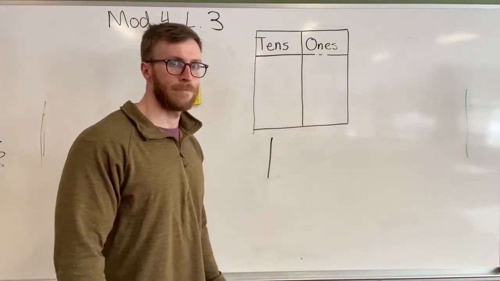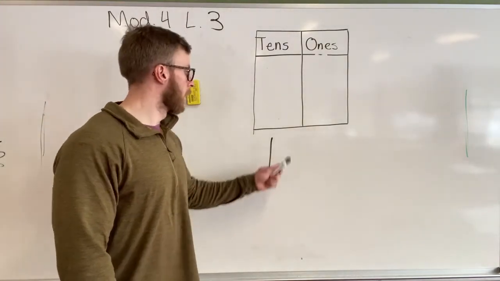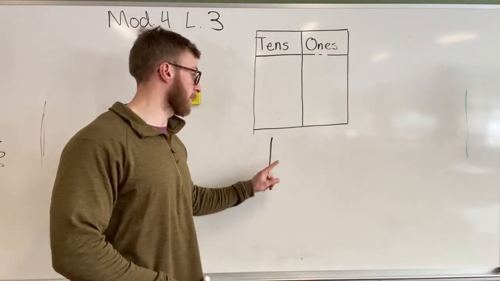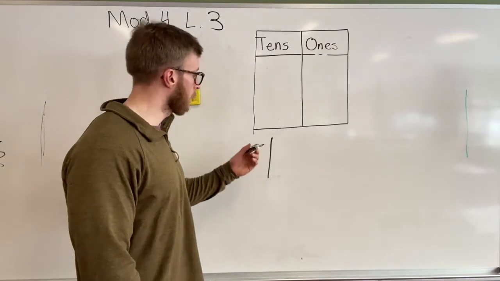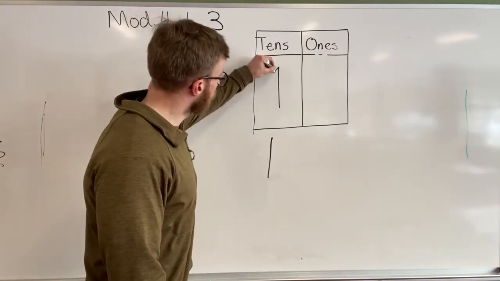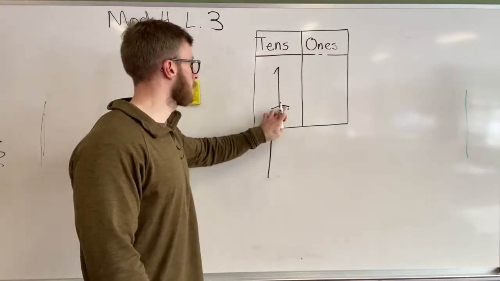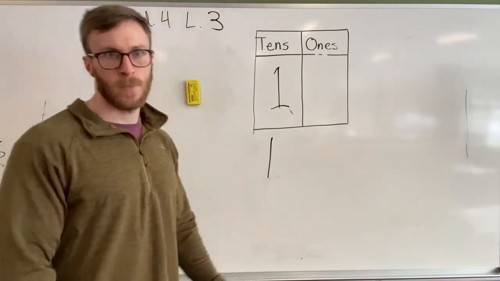Okay. Well, let's go over it. How many 10s do we have? 1. I have 1 ten. I'm going to draw my 1 like that so that we know it's not a 10 stick. So we have 1 ten.